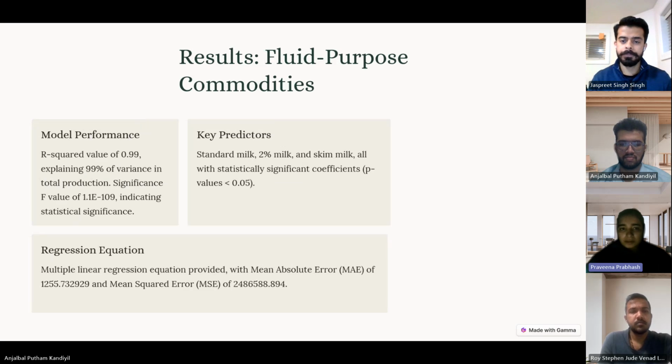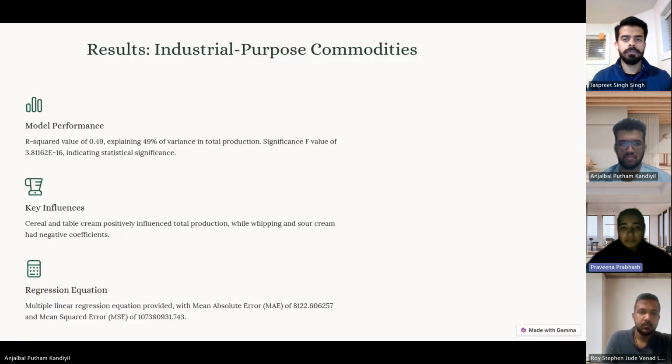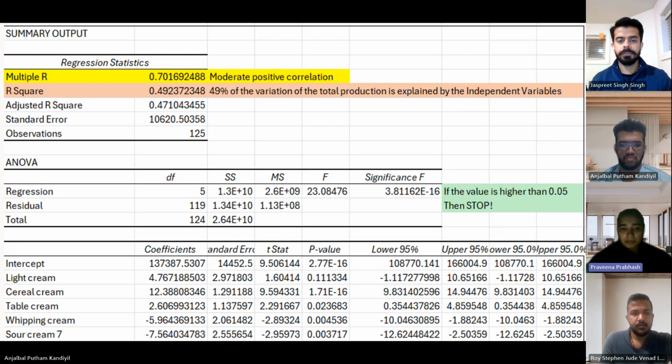For the results part, our analysis revealed significant insights. The fluid purpose model explained 99% of production variance, with milk 2% and skim milk being the strongest predictors. The industrial purpose model explained 49% variance, with cereal cream having a positive influence, while whipping and sour cream showed negative coefficients. These findings highlight the reliability of fluid purpose commodities in driving production.